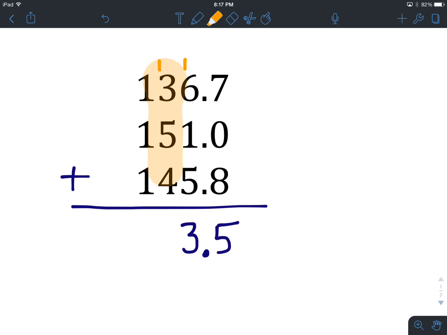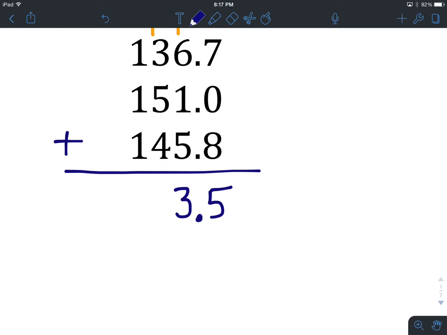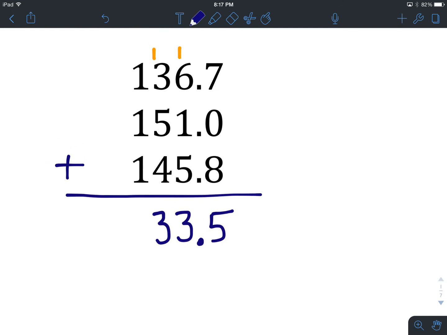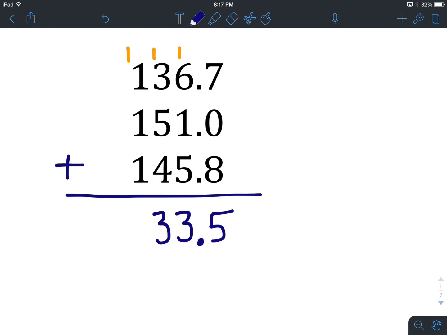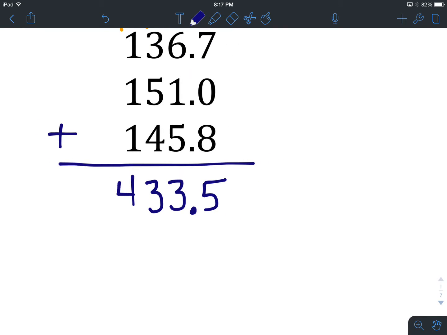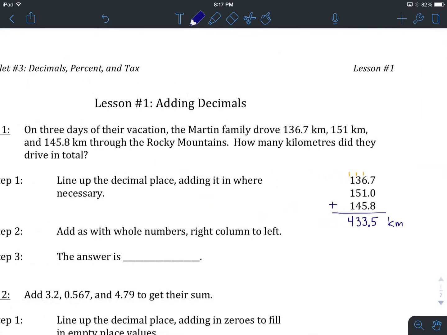Now we are going to add the tens column. Don't forget that 1 at the top, so we have 1 plus 3 is 4, plus 5 is 9, plus another 4 is 13. So we are carrying yet another 1. And now we are adding all of the digits in the hundreds column. So we have that 1 at the top. We have 1, 2, 3, and 4 of those. So we have 433.5 kilometers. That is as far as the Martin family has driven.